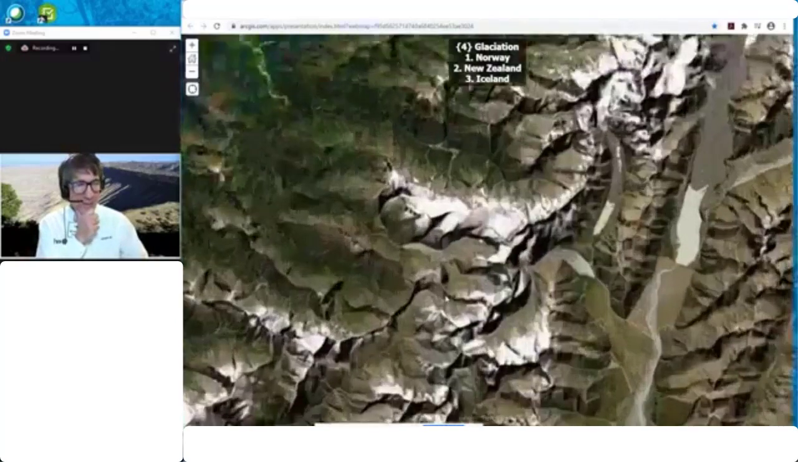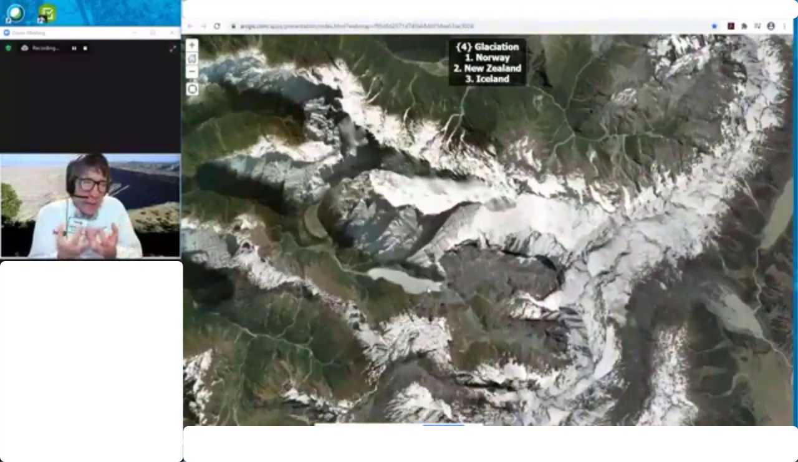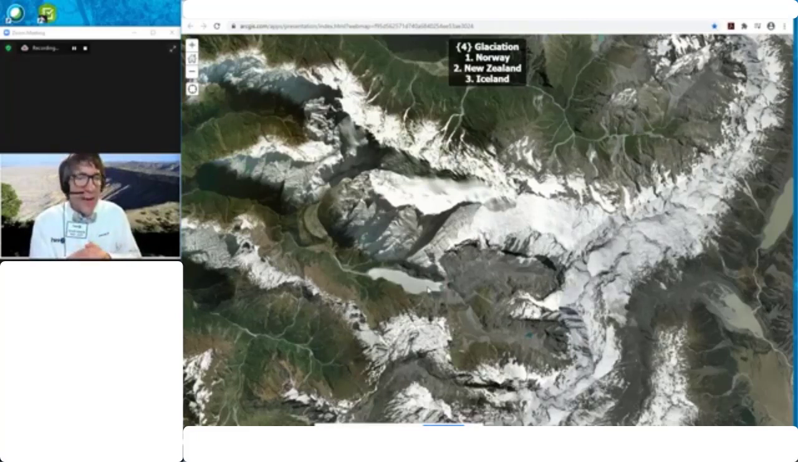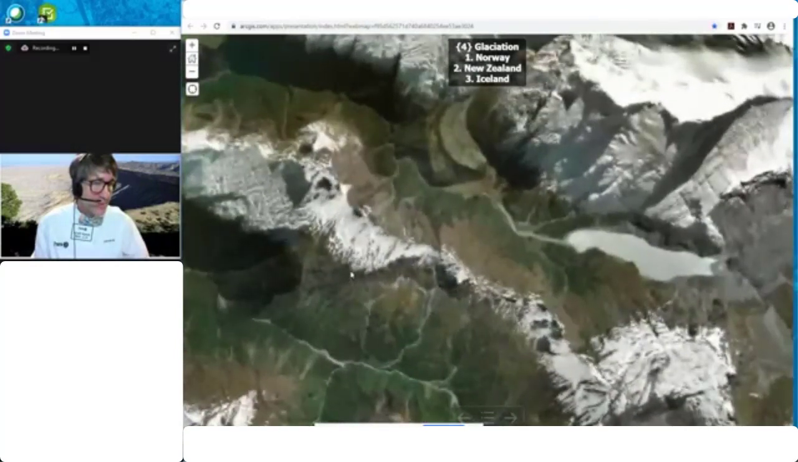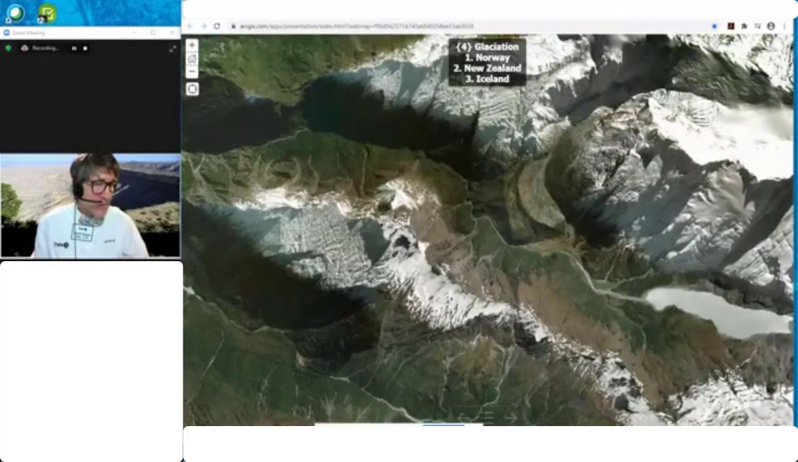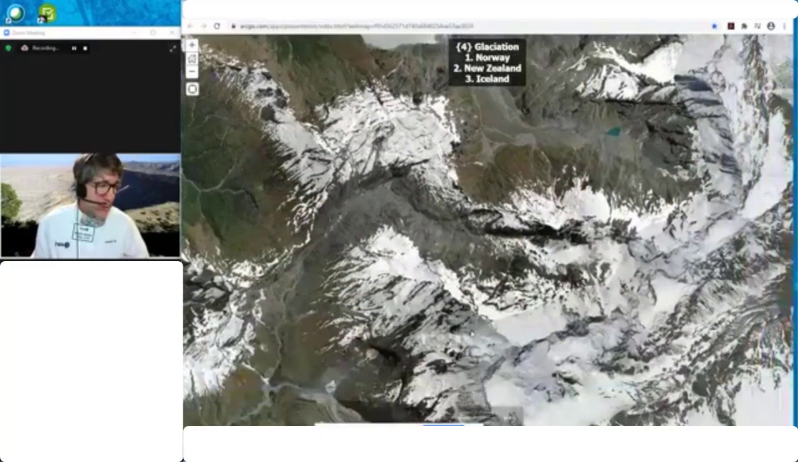Norway, New Zealand, or Iceland? So if I look at this, I maybe would be able to say, well, if it's the southern hemisphere, the snowpack, the glacial ice is going to be more prevalent on the south-facing slopes, right? Whereas in the northern hemisphere, they'd be more prominent on the north-facing slopes away from the sun. So you can see here some ridges. And so, yeah, the south-facing slopes are more heavily covered.